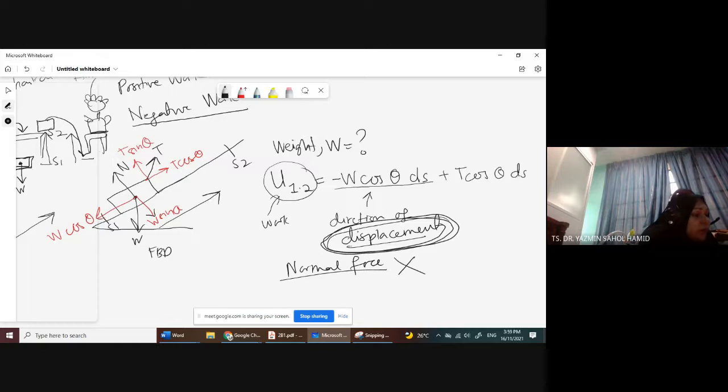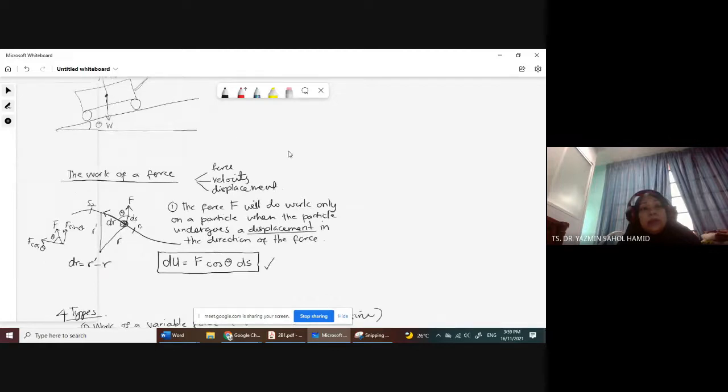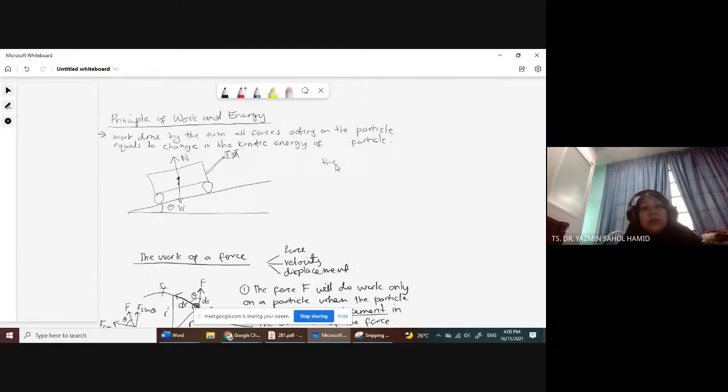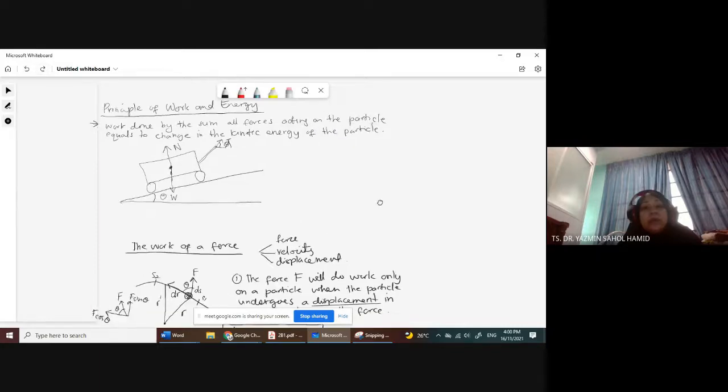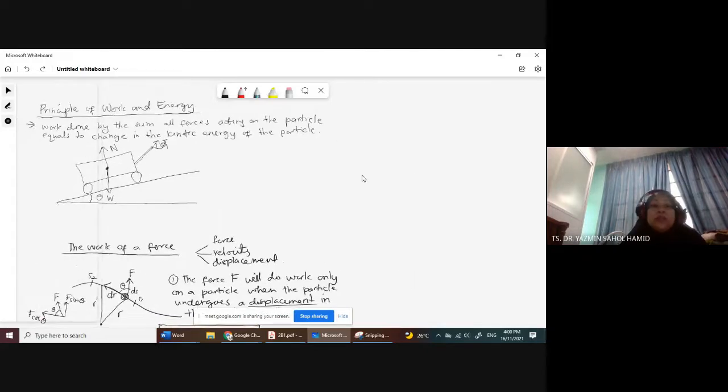Okay. Now, this example actually is similar to the one that I mentioned just now. The principle of work is that the sum of all the forces acting on the particle is equal to the kinetic energy of the particle. So basically, if we want to solve questions related to the principle of work and energy, the main formula here is T1 plus work equals T2. So if this is the work done, can you guess what is T1 and T2?